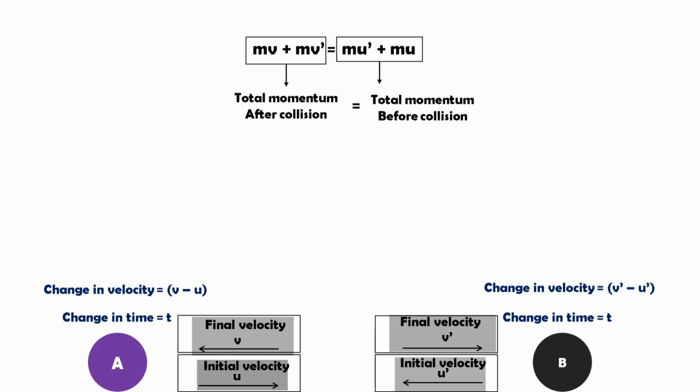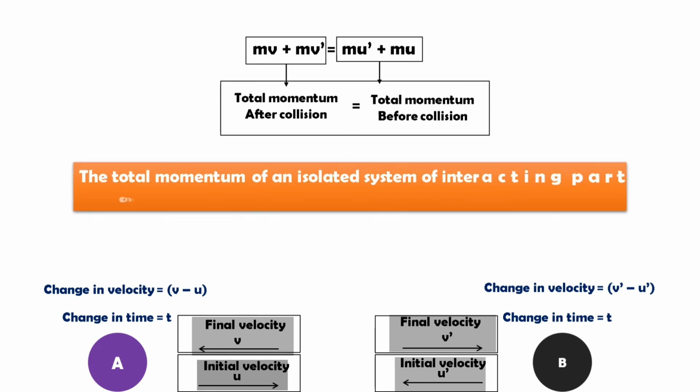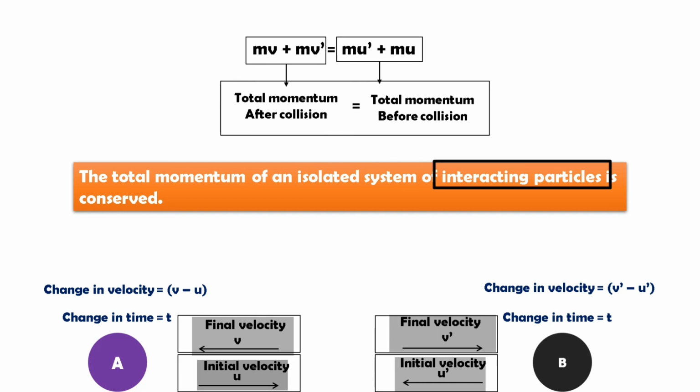So by this we can say that the total momentum after the collision is equal to the total momentum before the collision. This is nothing but the total momentum of an isolated system of interacting particles is conserved. Here conserved means the momentum will not change, an isolated system means there are no external forces acting on these two balls, and the interacting particles are these two balls.